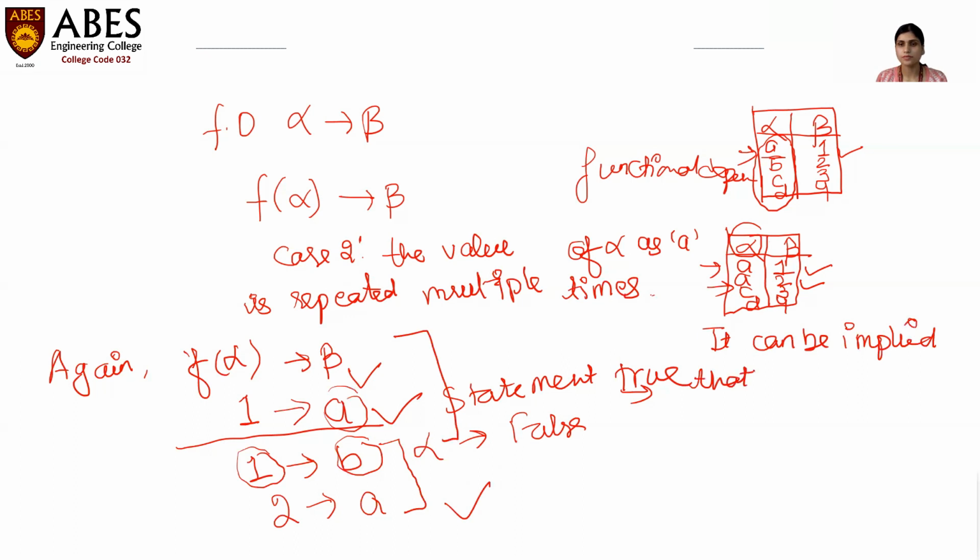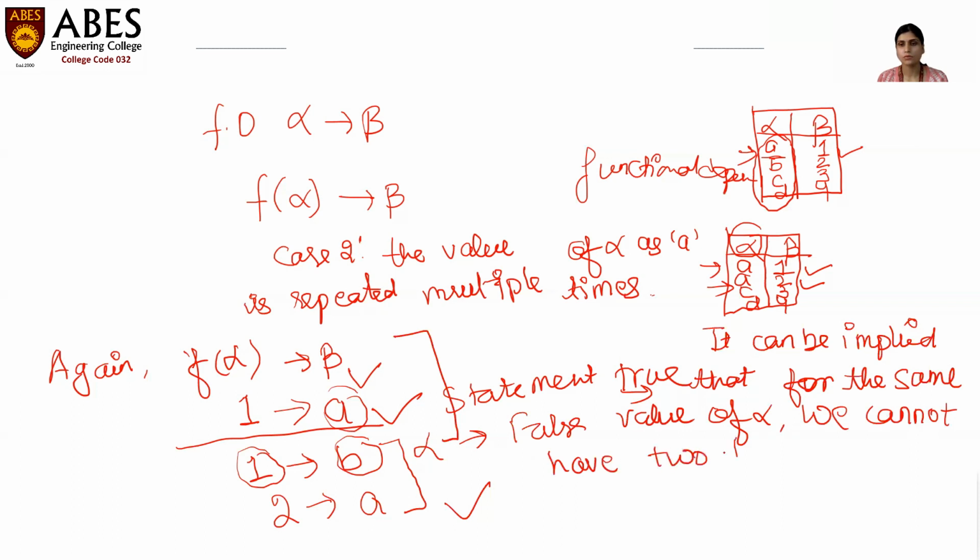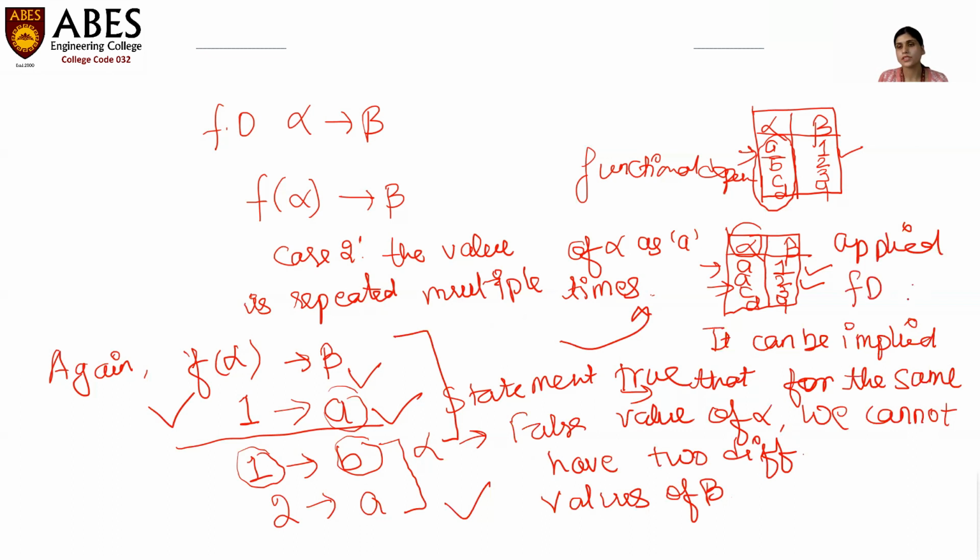that for the same value of alpha, we cannot have two different values of beta. This logic of a mathematical function is the same logic applied on FD, or functional dependency, in DBMS.